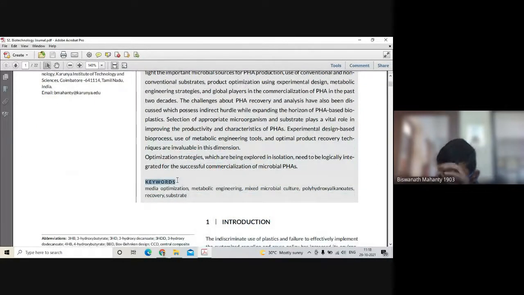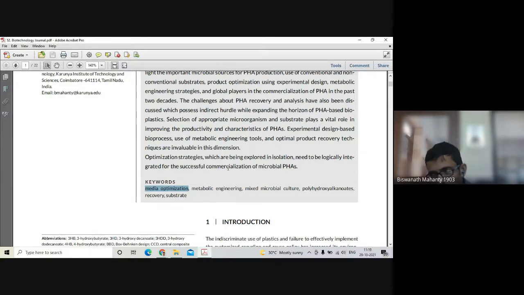Keywords means the thematic area. What are the things the article mostly has? You see, in my article, I'll be talking about metabolic engineering a little bit. I'll be talking about mixed microbial culture. I'll be talking about polyhydroxyalkanoate. I'll be talking about substrate. I'll be talking about media optimization. These things I'm mostly talking about. So these are the keywords.